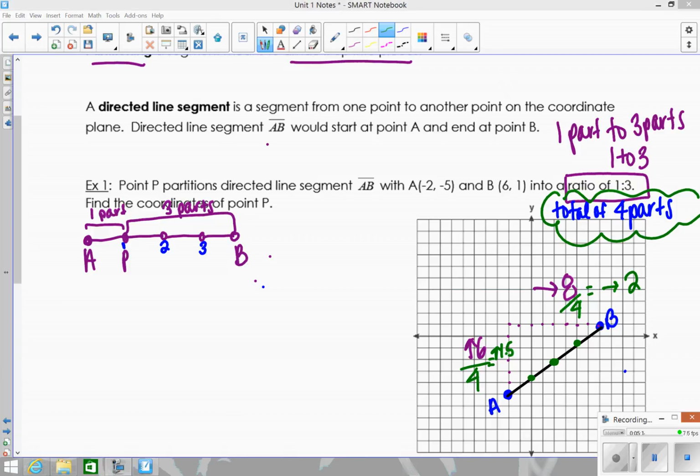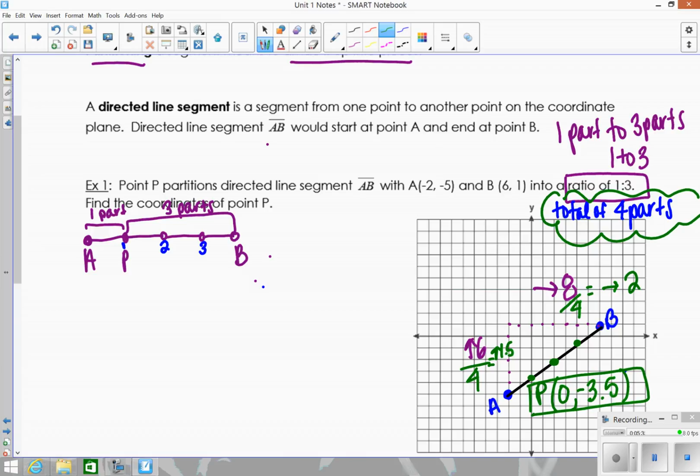So now I've divided my segment up into 4 equal parts, and point P is going to be this first coordinate because that would make this a 1 to 3 part segment. So point P, the coordinates of that are going to be 0, and then it's down 1, 2, 3.5. So it's going to be 0, comma, negative 3.5. So that's on a graph.